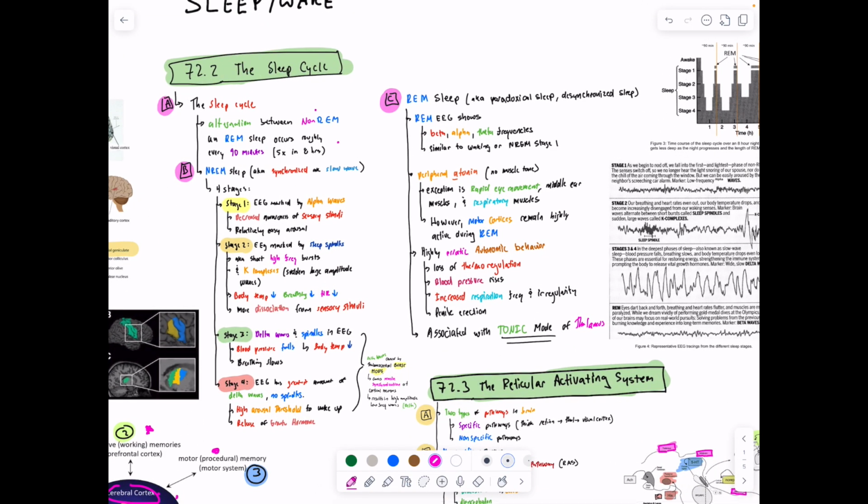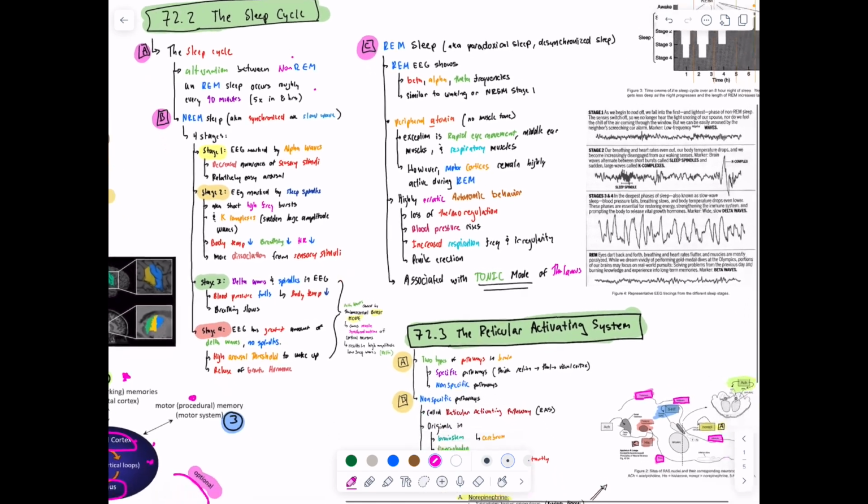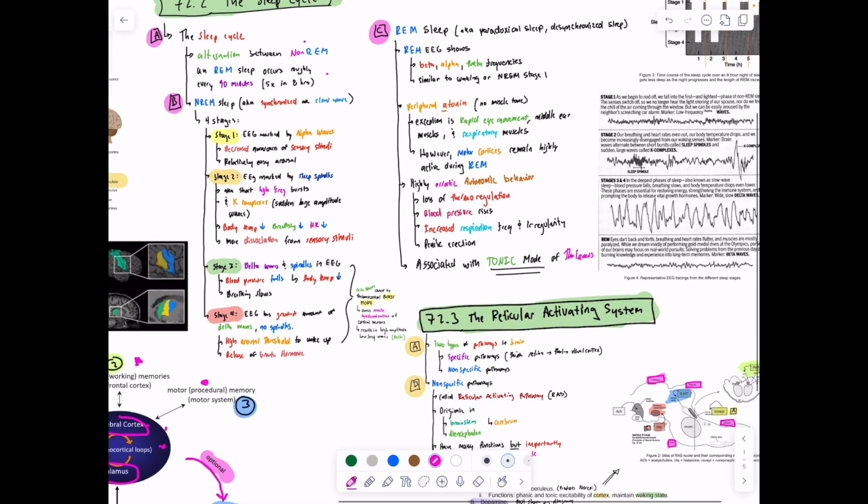All right, but then the sleep cycle itself is an alternation between non-REM and REM sleep. It occurs roughly every 90 minutes. Non-REM sleep has 4 stages. It's also called synchronized or slow wave sleep.